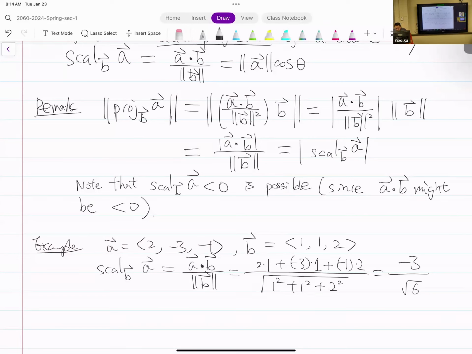And then you see that indeed, this scalar projection is negative. That just means that if we want the vector projection, it's going to be along this direction, but we are going in the opposite direction of B, because this scalar projection is negative.